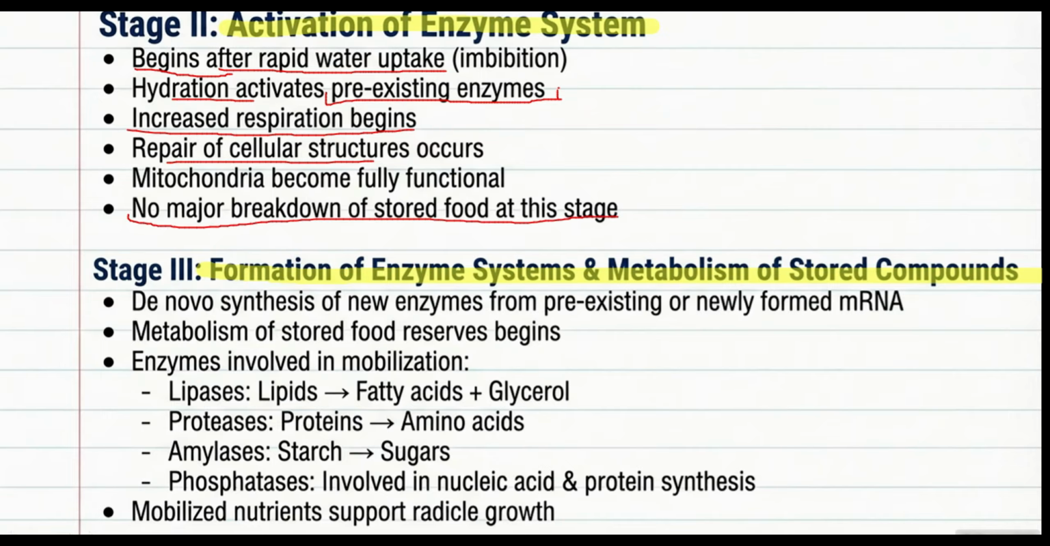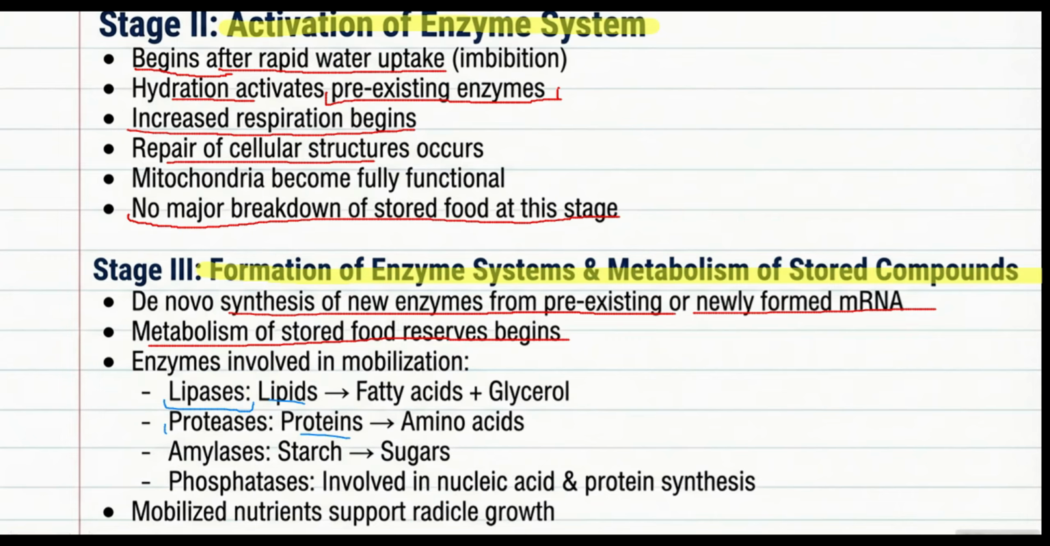Next is stage 3, mobilization of stored reserves. In this stage, new enzymes are synthesized, either from stored messenger RNA or newly transcribed RNA. These enzymes break down stored macromolecules. Amylases convert starch into simple sugars. Proteases break proteins into amino acids.